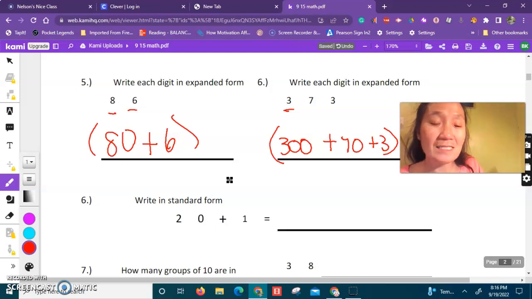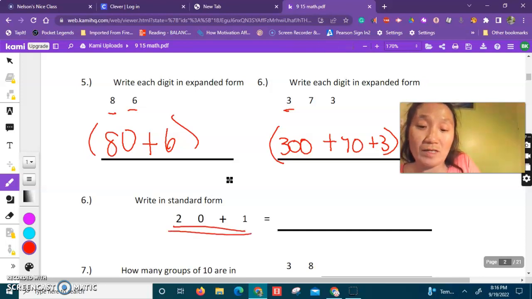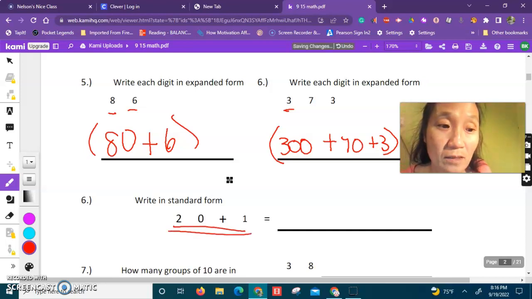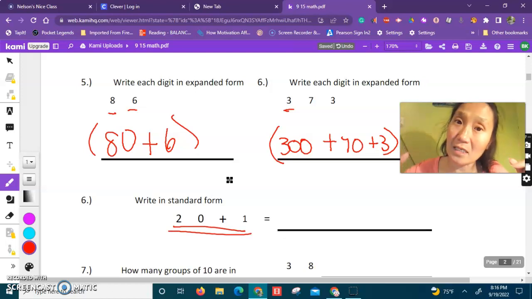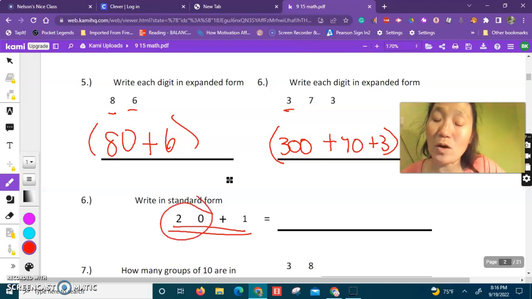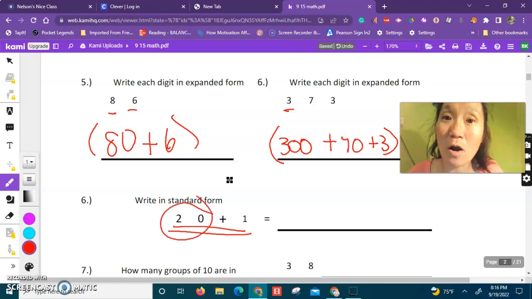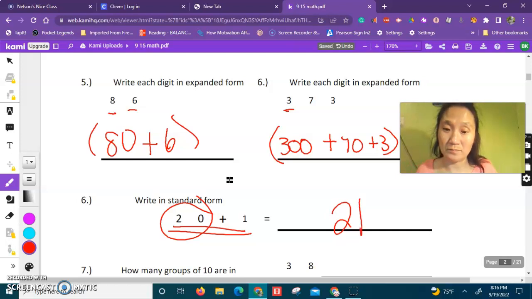All right, write in standard form. Now, this is expanded form right here. And we need to write that back into standard form. That means how many pieces of paper in each place value. I have $20 in my pocket. That means I will have two pieces of paper plus the 1. Okay? So 21. So 20 plus 1 is 21.